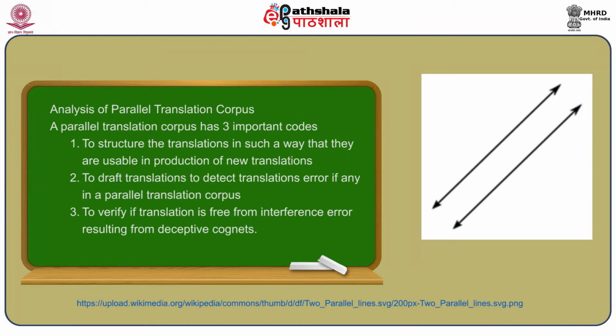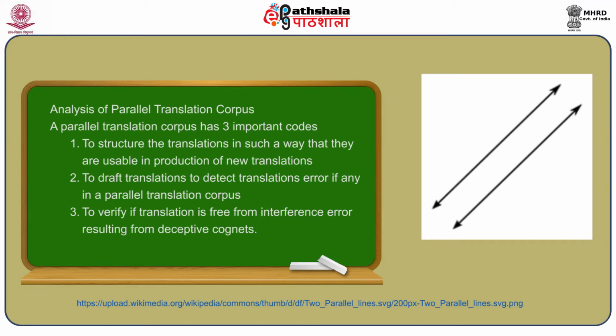First, to structure those translations in such a way that these are usable in production of new translations. We can mark out the bilingual correspondences between the source language and the target language texts. Second, to draft translations to detect translation error if any, in a parallel translation corpus.